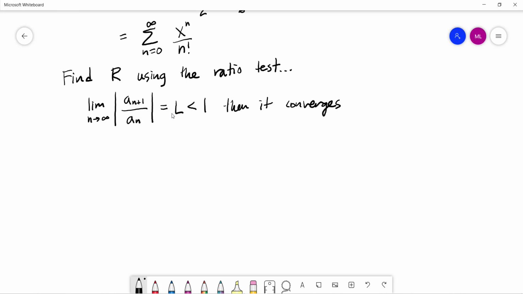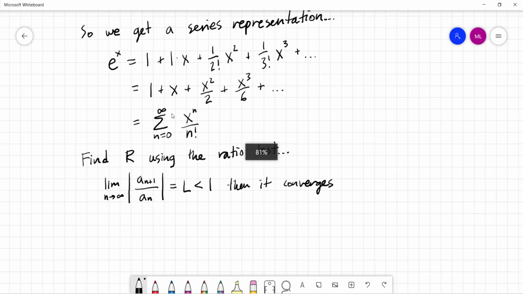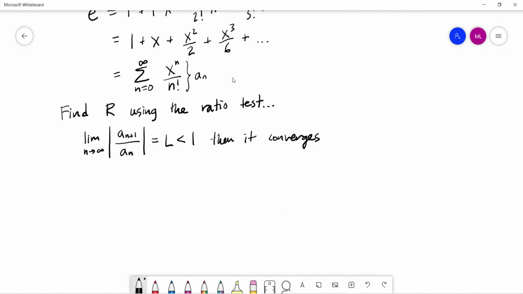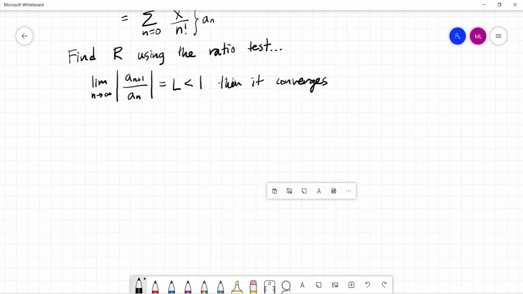So what is our a sub n? Our a sub n is right here. This is what we're calling our a sub n, our nth term of our series. So there's our a sub n.